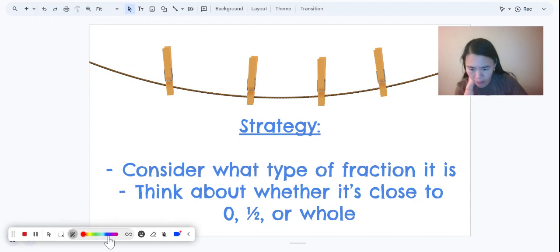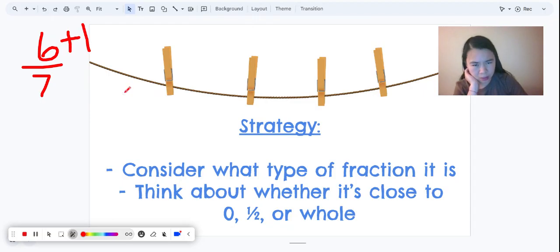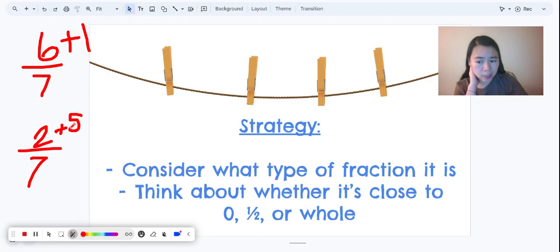What that means is something like 6/7. You might not know what percent or what decimal this is, but you know that that's pretty close to one whole. 6 pieces out of 7, you just need one more piece, and you would make 7 out of 7, one whole. So that's pretty close to a whole. Versus something like 2/7. That's not very close to a whole because you need 5 more pieces to get to 7. You still need a lot more. So this one's close to a whole. This one's closer to 0.